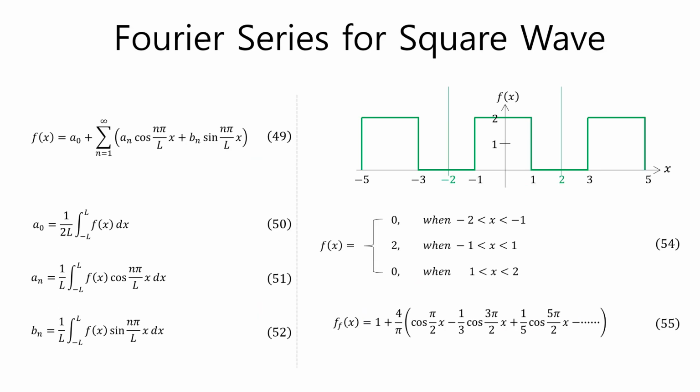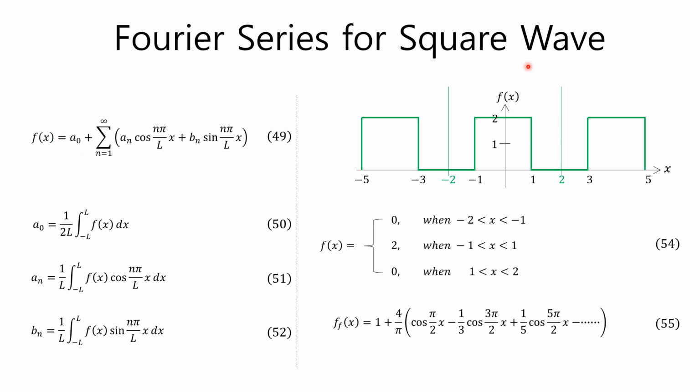To understand the Fourier series, let's represent the square waveform as shown in the figure on the right as a Fourier series. The square waveform in the figure can be expressed as equation 54. From the picture, we can see that the period of the square waveform is 4, and intuitively the average value is 1. In Fourier series, A0 represents the average value, so the value of A0 is 1.